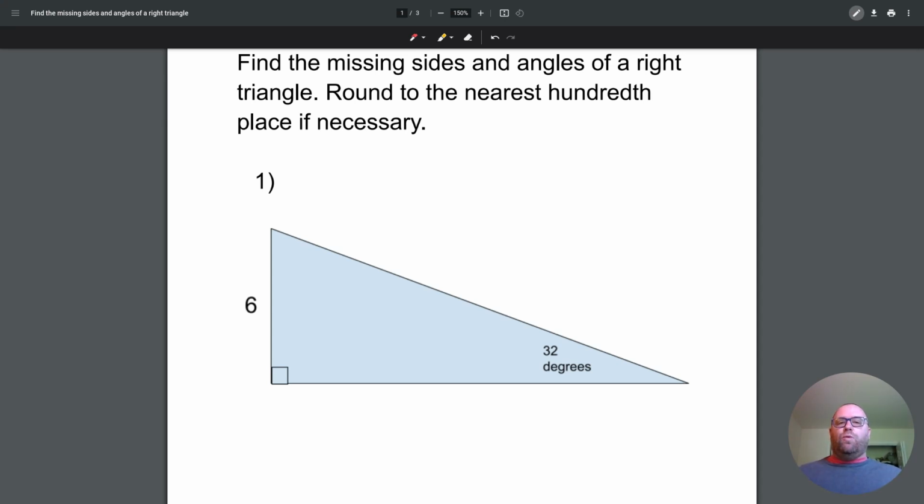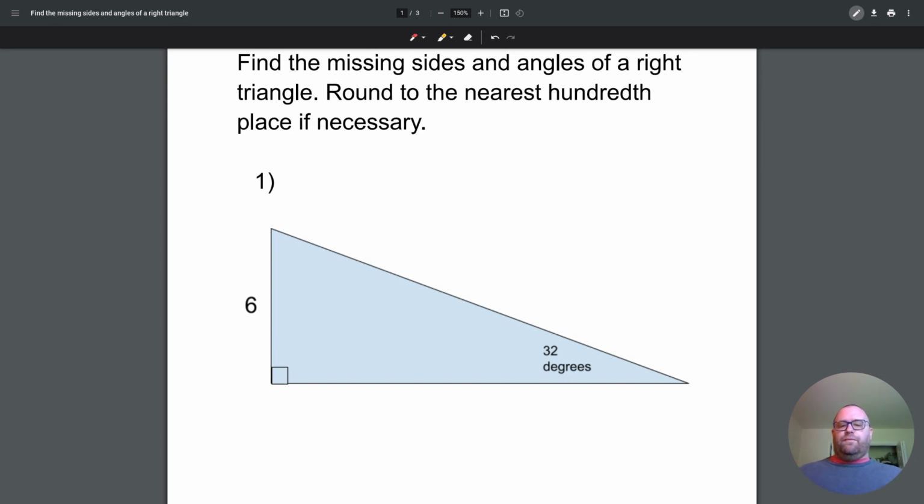In this video, we're going to find the missing sides and angles of a right triangle. And those missing sides will round to the nearest hundredth place if we have to. And so we've got this first triangle here, and what we'll be given is one of the angles that's not 90 degrees and also one of the sides.